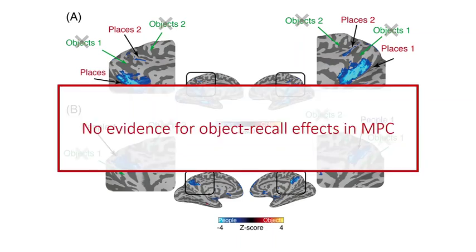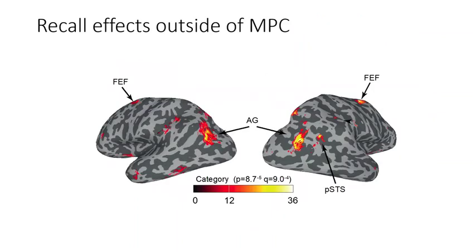But this lack of object recall, as well as being slightly disappointing, was also a bit surprising for us. So we wanted to look outside of medial parietal cortex to see, do we actually see anything to do with objects? At the center of the screen, you can see lateral views of both hemispheres. And what I've overlaid in hot colors here is just the main effect of category from our fMRI modeling. And what this highlighted was several regions of interest that we wanted to follow up in post-hoc analyses. These included the posterior STS of the right hemisphere and the putative frontal eye fields bilaterally.